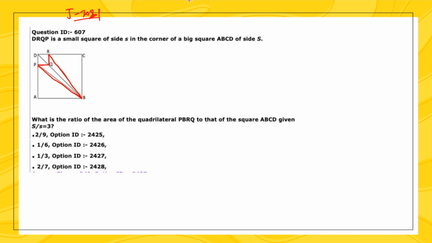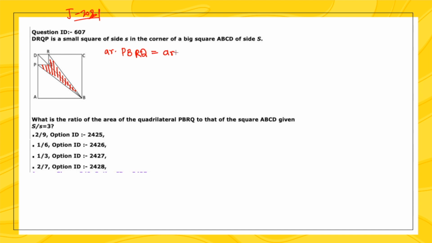As I said, there is no direct formula to calculate the area of such a quadrilateral which is not a proper shape. So we will take the help of areas of smaller shapes which we know. How can you fetch out this shaded region from the whole region? I am writing AR, area of PBRQ, which is this shaded region.